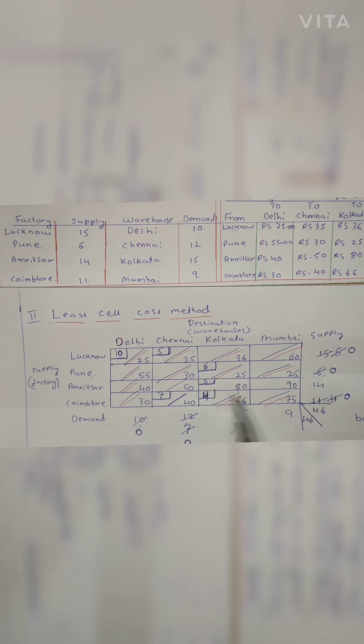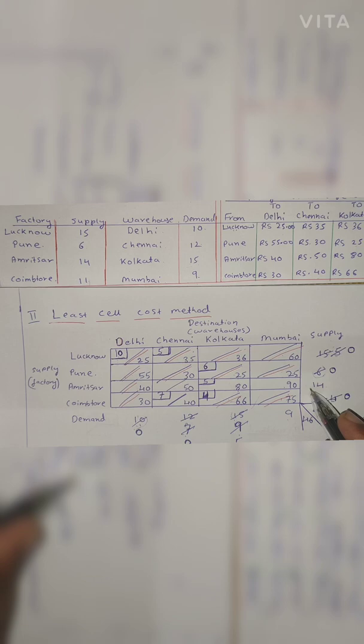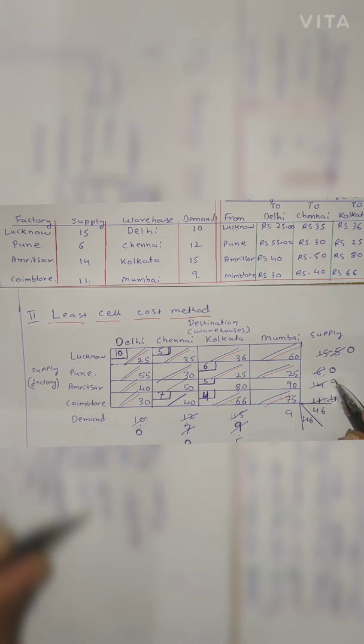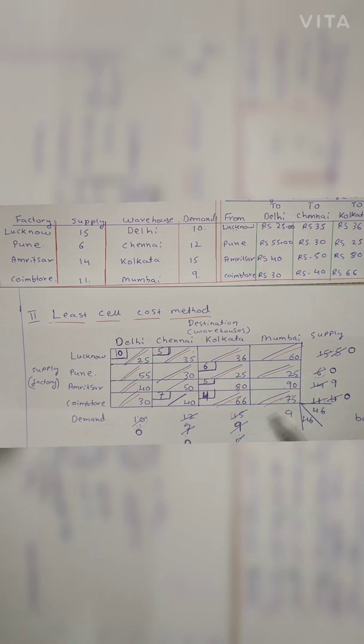And we'll subtract this 5 from supply and demand. You subtract it from supply: 14 minus 5 you get 9, and 5 minus 5 you get 0. So now this column has become 0, so we'll eliminate the column. Nothing else is left, only this one is left.